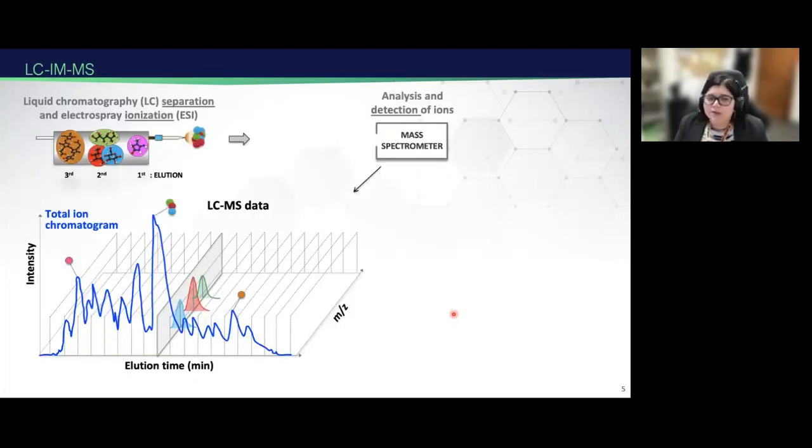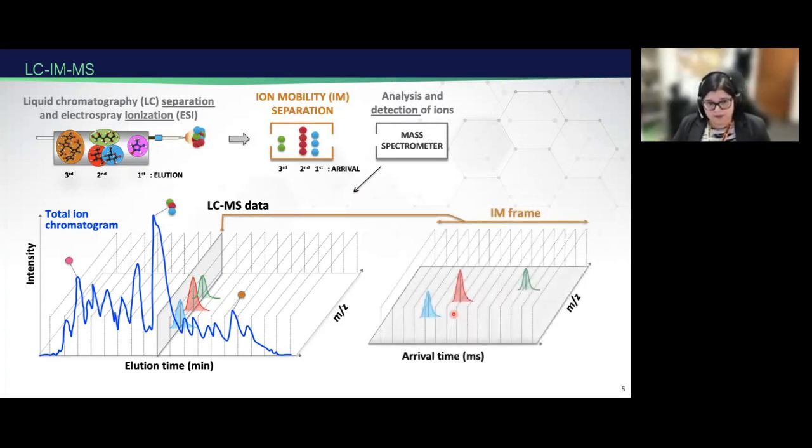Now, in these multidimensional measurements, we combine ion mobility with liquid chromatography because of the time scale compatibility. We can insert the ion mobility separation between the liquid chromatography and the mass spectrometry. This means that rather than having a single mass spectrum at every time point or every chromatography point, we will have what we call a frame or an ion mobility separation. Then we can separate further, between the LC and the mass spectrometry, the ions based on the size and the shape of the molecules.